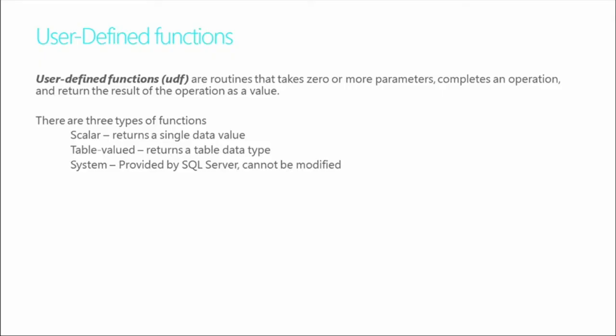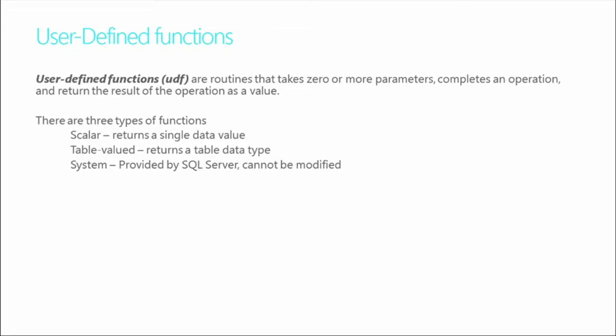These are routines that also can take parameters. A UDF completes a specific operation and returns the result of that operation. And there are a few different types, and we'll see a couple of these at least as we're going through some of our demonstrations between this module and the next module. But we have a scalar function, which is going to return a single value. So we're going to see, for instance, I want to know the average cost of something. So it can return that information to me.